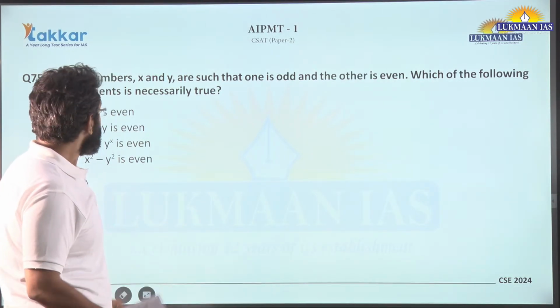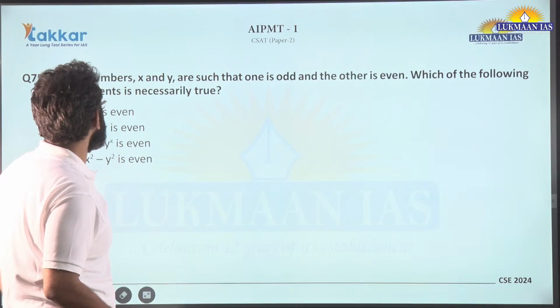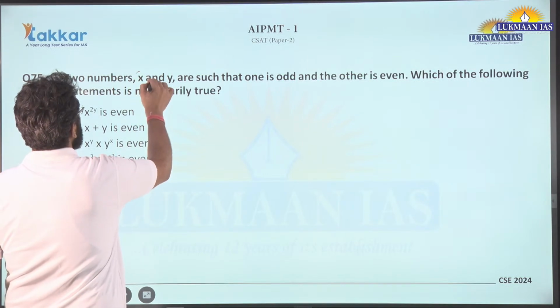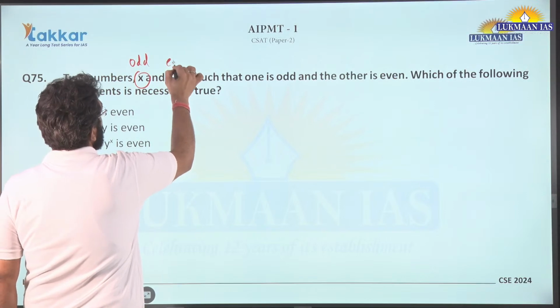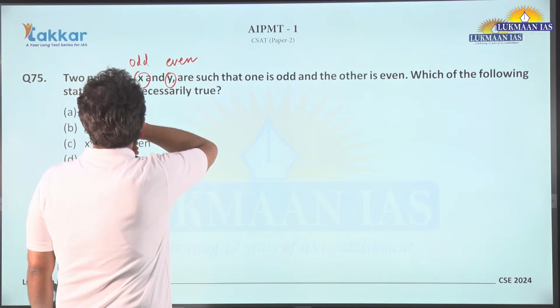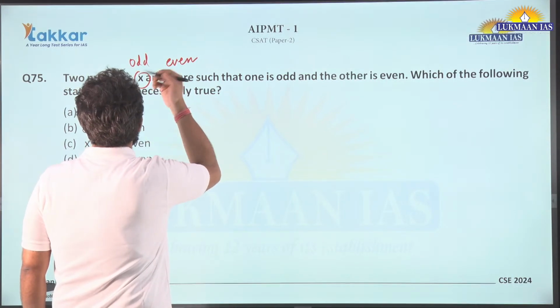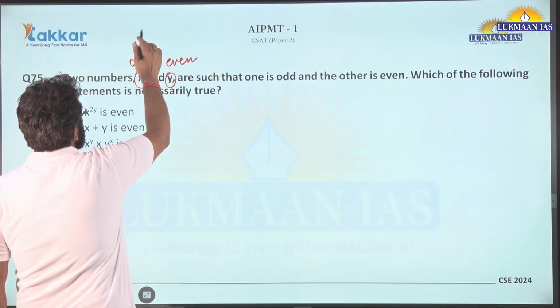Okay, question number 75. Two numbers x and y are such that one is odd and the other is even. Which of the following statements is necessarily true? Take the smallest numbers and try to solve.